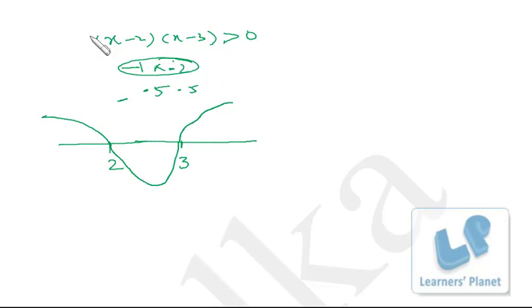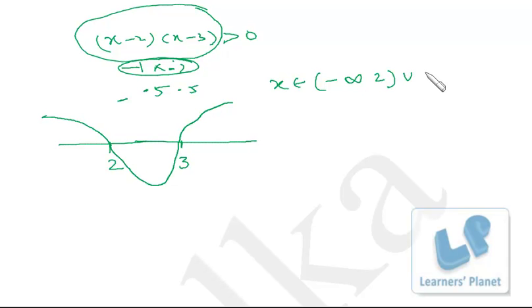So if you want this expression to be positive, then you need to see the upper portion of the number line. And if you want this expression to be negative, then you have to see the lower portion, the portion below the number line. So here, what is the solution set? x belongs to (minus infinity, 2) union (3, infinity).